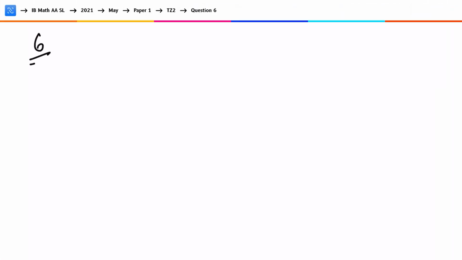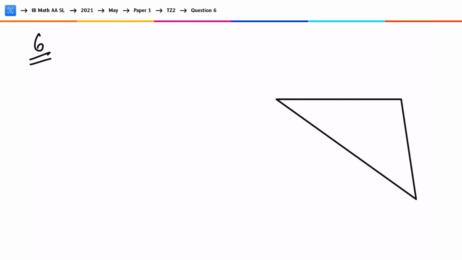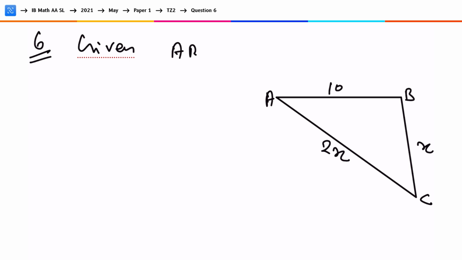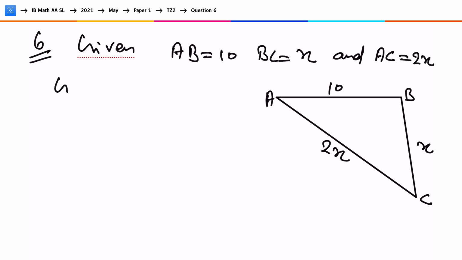Question number 6 is based on the diagram which shows triangle ABC. In triangle ABC, we are given that side AB is equal to 10, side BC is equal to x, and side AC is equal to 2x. It is also given that the cosine of angle C is equal to 3 divided by 4.